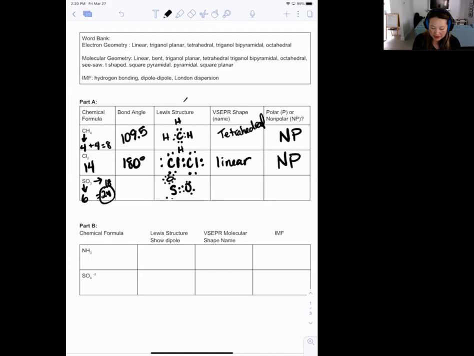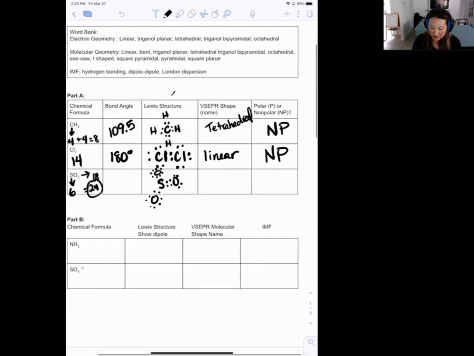Resonance means that there's more than one correct way of drawing it. And so with the resonance, you need to draw each of them. We're going to draw the double bond on the other oxygens. We want to make sure that we draw in those Lewis dot structures, the lone pairs as well. And then lastly, there's one more. Be sure to draw in those lone pairs.